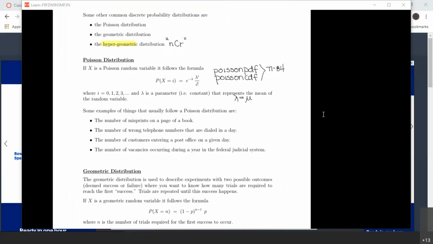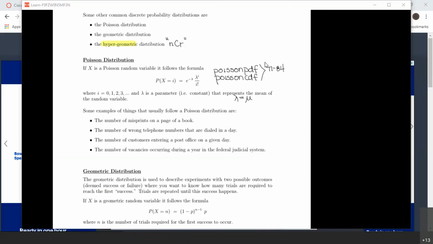Things that are usually modeled with a Poisson distribution are the number of misprints on a page in a book, the number of wrong telephone numbers that are dialed in a day, the number of customers waiting in line for anything in a certain time period, and the number of vacancies occurring during a year in a federal judicial system. So how many times does this happen? You can see this is a little different from a binomial.